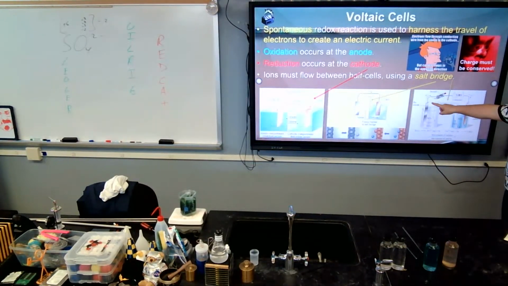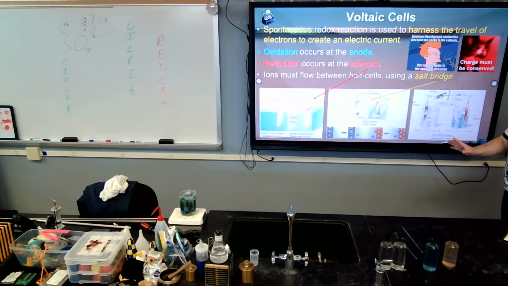If electrons are moving this way, and copper ions are sticking to the electrode, becoming copper metal, and at the same time, zinc metal is becoming zinc ions, what is happening to the concentration of the zinc nitrate in this cell?